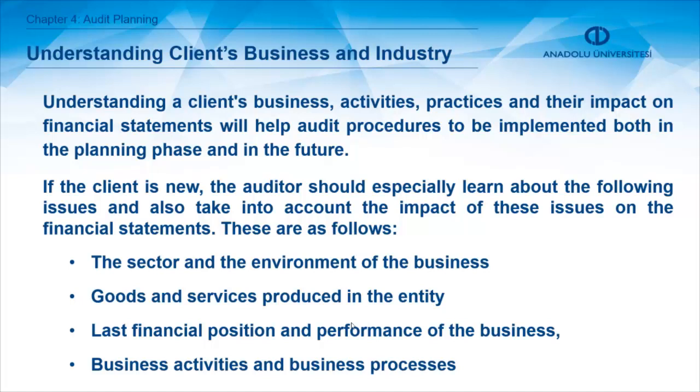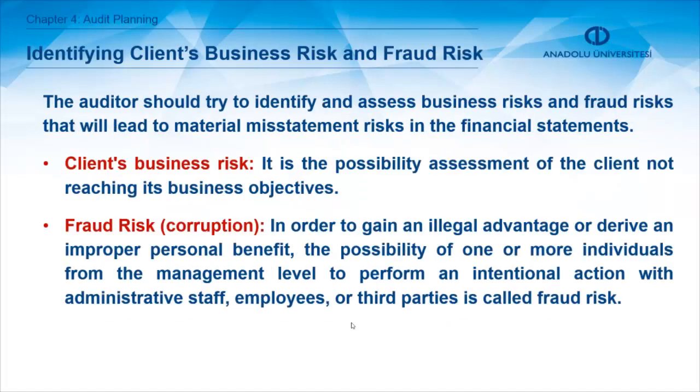These are as follows. The first one is the sector and the environment of the business, the goods and services produced in the entity, the last financial position and performance of the business, business activities and business processes. After that, we are identifying the client's business risk and fraud risk. The auditor should try to identify and assess business risk and fraud risk that will lead to material misstatement risk in the financial statements. Client business risk is the possibility assessment of the client not reaching its business objectives.